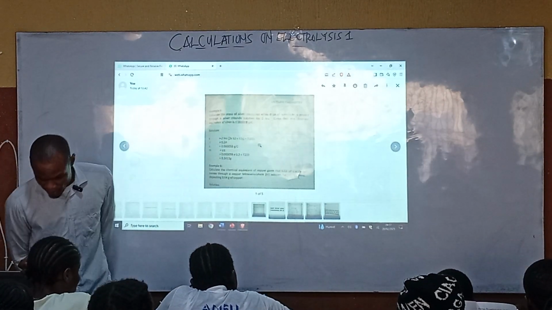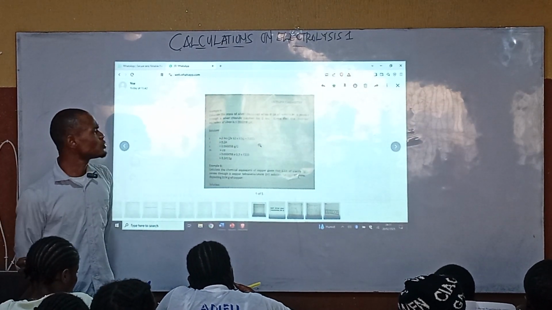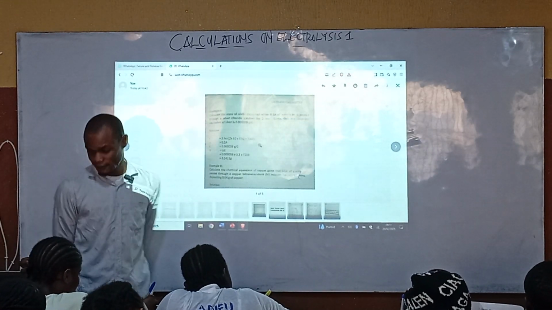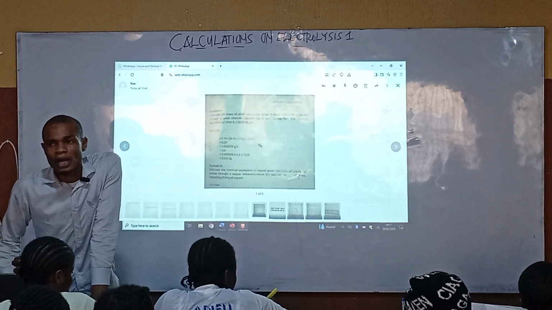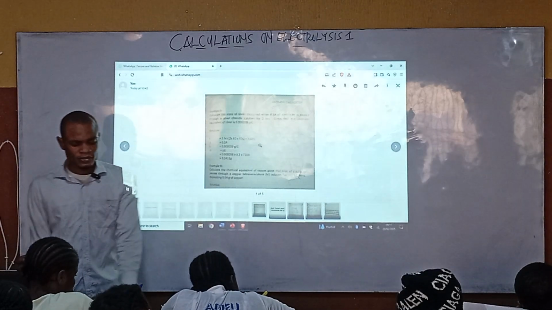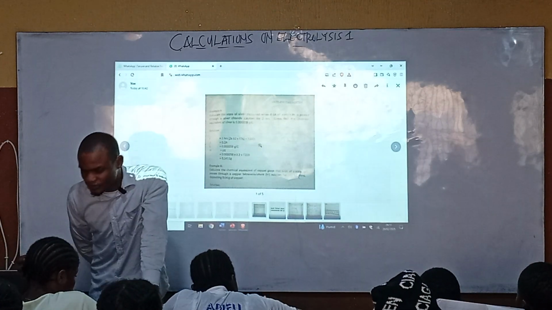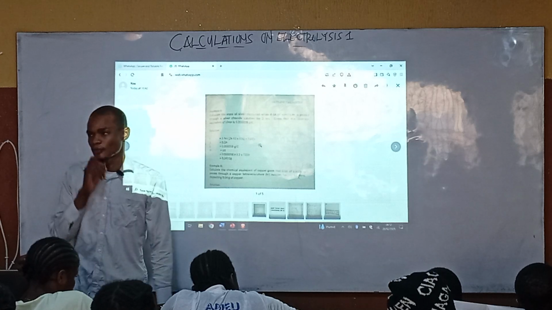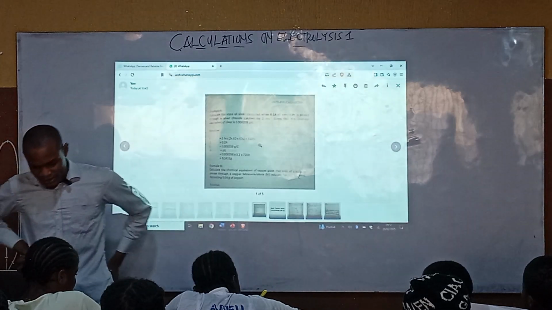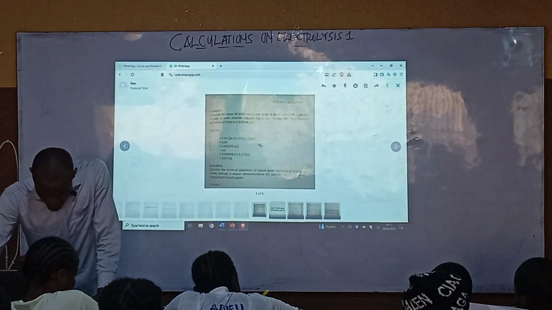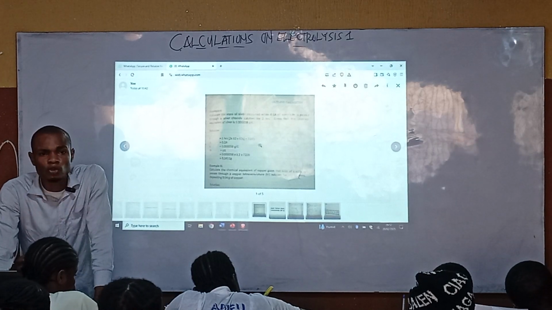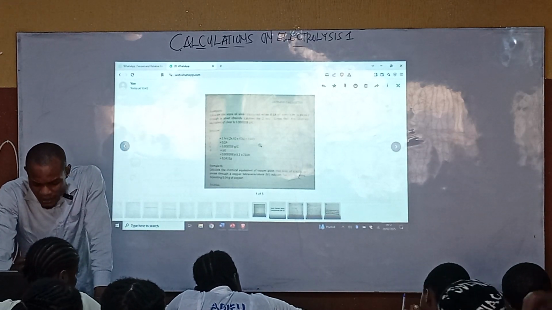Calculate the mass of silver deposited when 0.2 ampere of electricity is passed through a silver chloride solution for 2 hours.